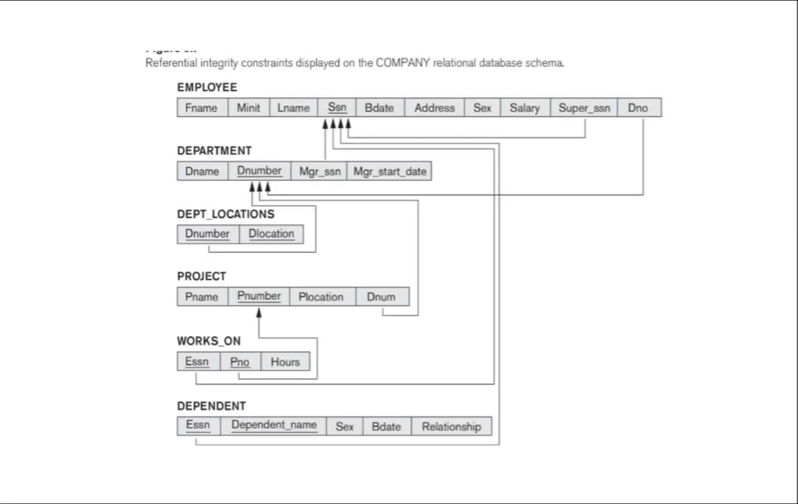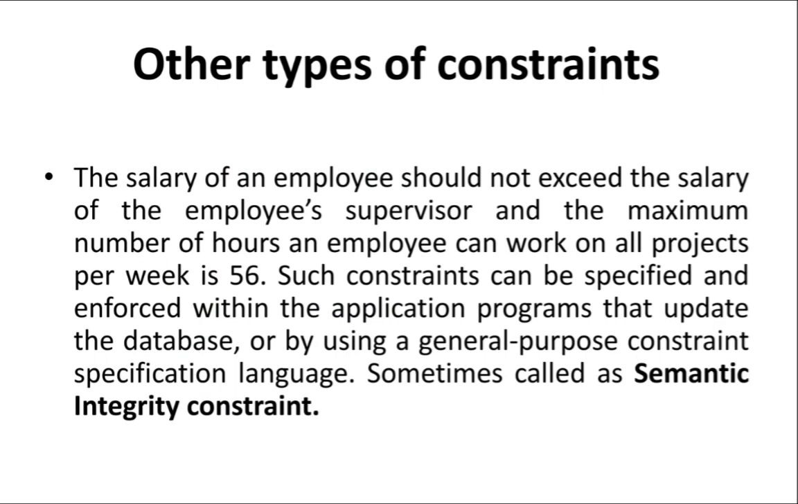This is the schema diagram of the referential integrity constraints of the same employee department location. You can see that SSN is used in the dependent also. The same SSN values that are present in the employee should be there in the dependent also. I already explained it. The other type of constraint is the semantic integrity constraint. For example, if you want to put a constraint like the salary of an employee should not exceed the salary of the employee's supervisor, and the maximum number of hours an employee can work on all projects per week is 56, you can use semantic integrity constraints.